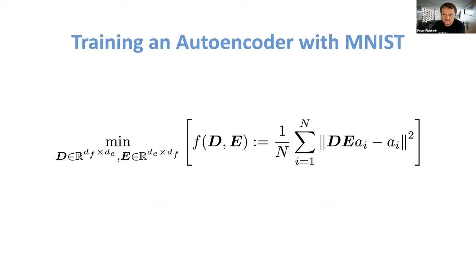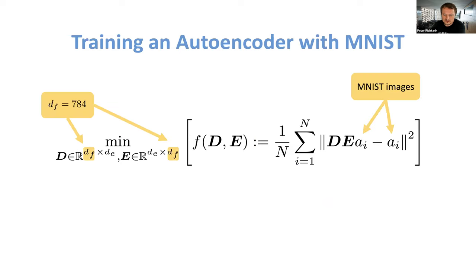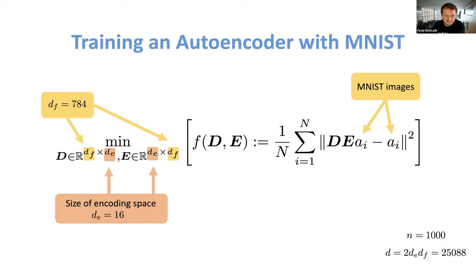So then we did some experiments on training autoencoders. So you have these decoder-encoder matrices, and here are the dimensions and so on and so forth. So this would be with the MNIST dataset with 1,000 clients, and roughly we have 25,000 dimensions here. So this is the over-parameterized regime.